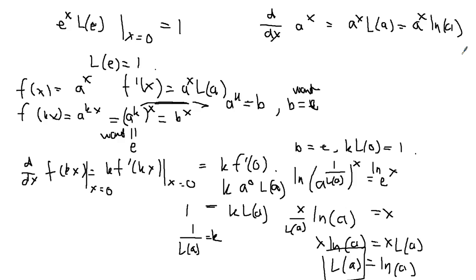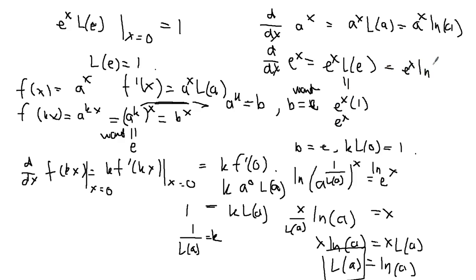And we can check this for e to the x as well. Let's check it for e to the x to see if it works, right? d dx of e to the x is equal to e to the x L of e, and we already established that this is equal to e to the x times 1, which is e to the x, right? But this is also equal to e to the x ln of e, which is equal to e to the x times 1, which is equal to e to the x, right?